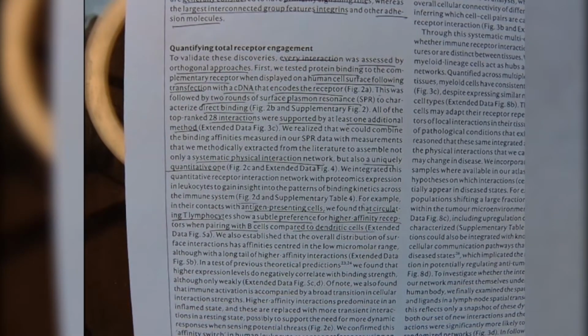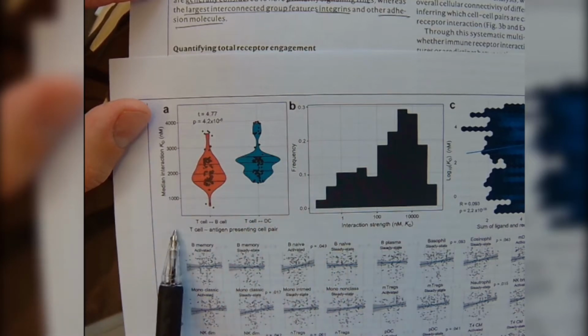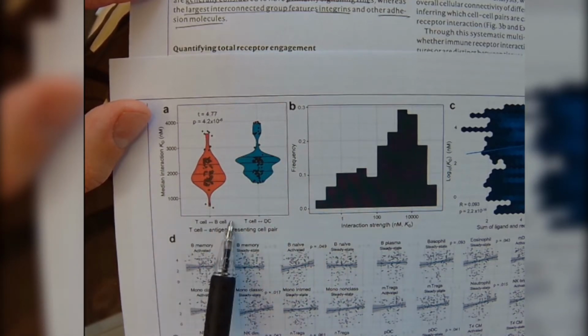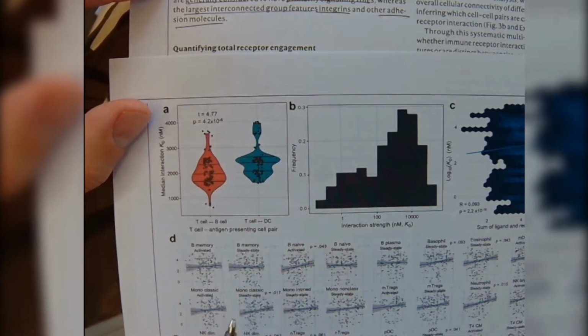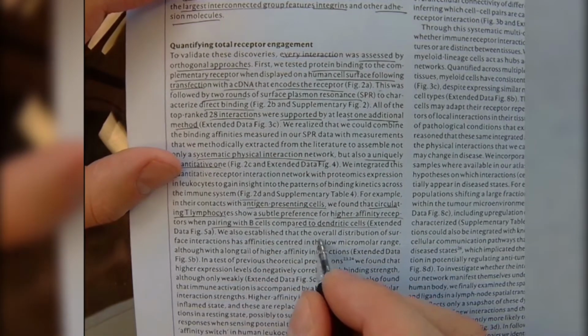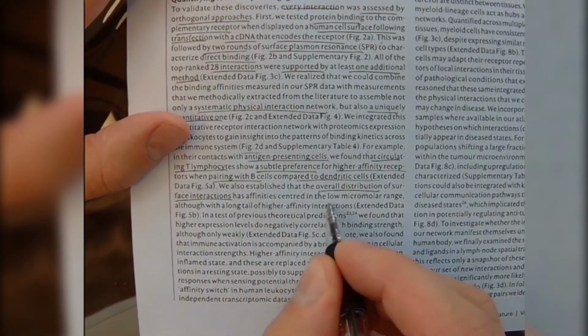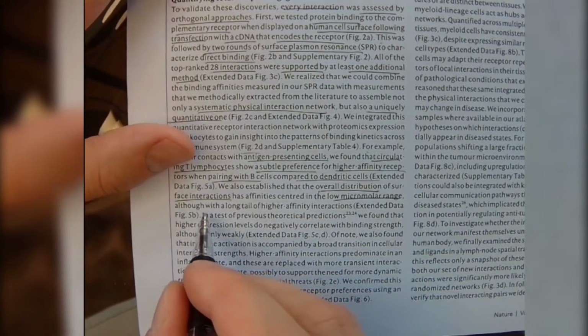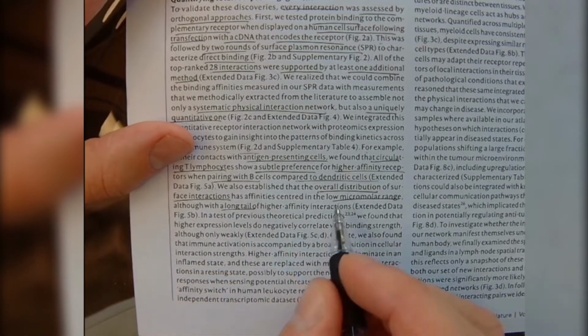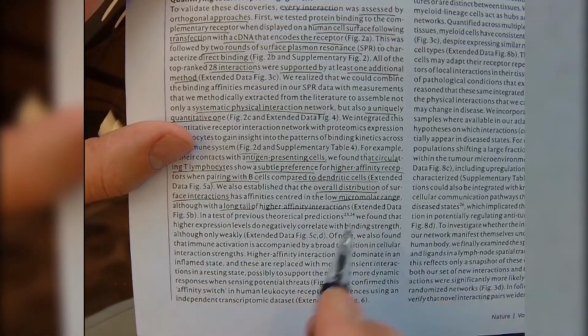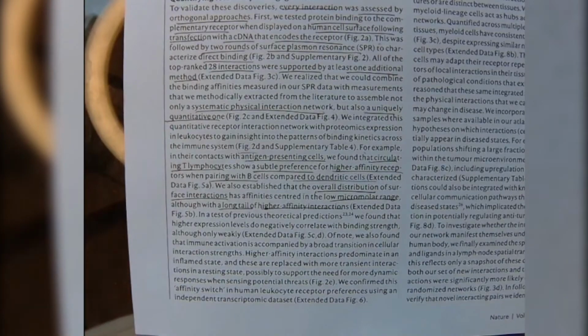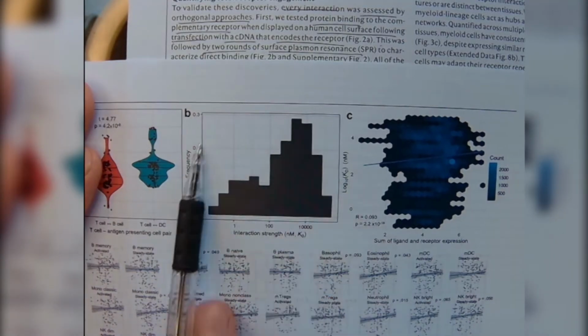Extended Data Figure 5a. So you can see the median interaction shown here, where T to B cell pairing is lower than T cell to dendritic cell, which is an antigen-presenting cell. "We also established that the overall distribution of surface interactions has affinities centered in low micromolar range, along with a long tail of higher affinity interactions, shown in Extended Data Figure 5b." So you can see what they are talking about here.